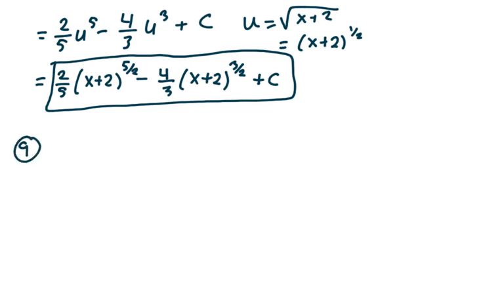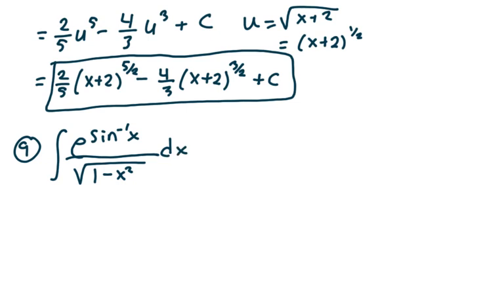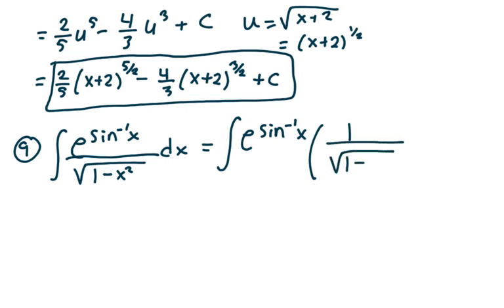Problem number 9. Suppose we had the integral of e to the arc sine x divided by square root of 1 minus x squared dx. But we can write this in a different way. We can write this as e to the arc sine x times 1 over the square root of 1 minus x squared dx.